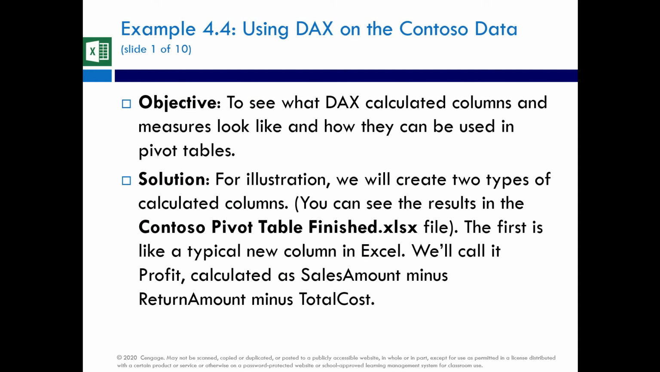Objective: to see what DAX calculated columns and measures look like and how they can be used in the pivot table. Solution: for illustration, we will create two types of calculated columns. You can see the results in the finished Contoso pivot table. The first is like a typical new column. We'll call it Profit, calculated as sales amount minus return amount minus total cost.